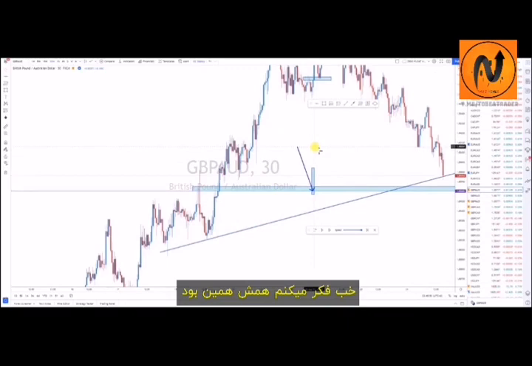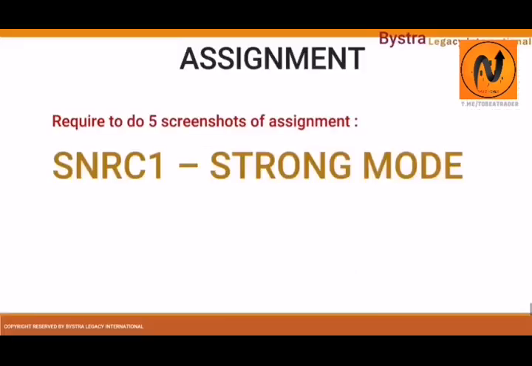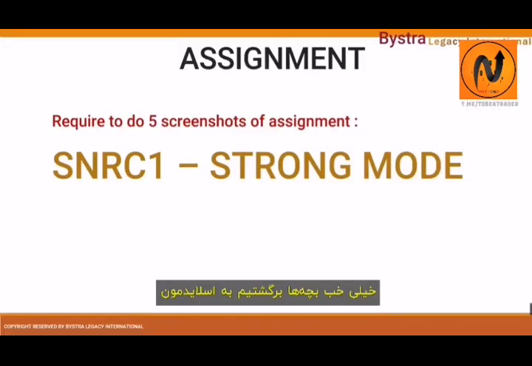There are assignments that I need you to do. So let's go back to the PowerPoint slide. Alright guys, we are back to our slide. Here I would like you to do assignments: 5 screenshots of the SNRC1 setup. You only have to look for the strong mode. The reason why strong mode is because I want you to practice finding the strong mode and SNRC1, so that when we enter, we will have better confidence towards our entry.